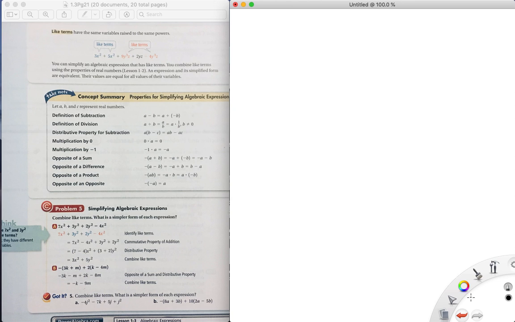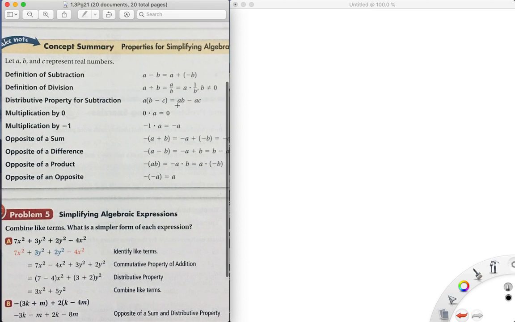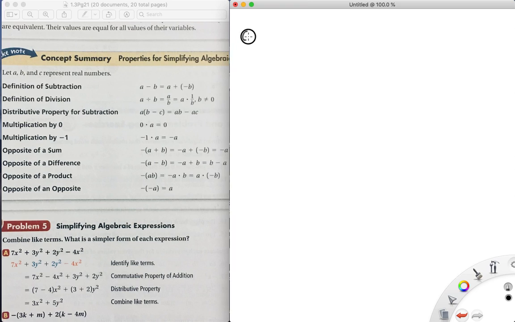Definition of subtraction. So to subtract something is to add its inverse. So if I'm doing a minus b, subtraction just means to add its inverse. So we're adding, and the inverse of b is negative b. So adding its inverse.